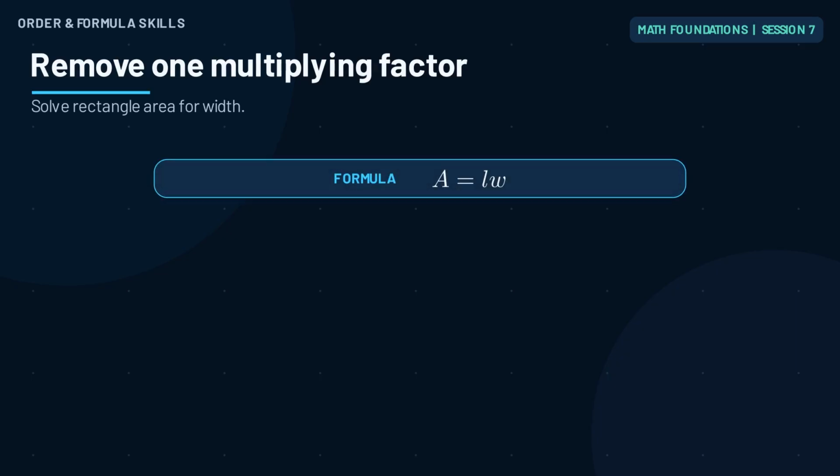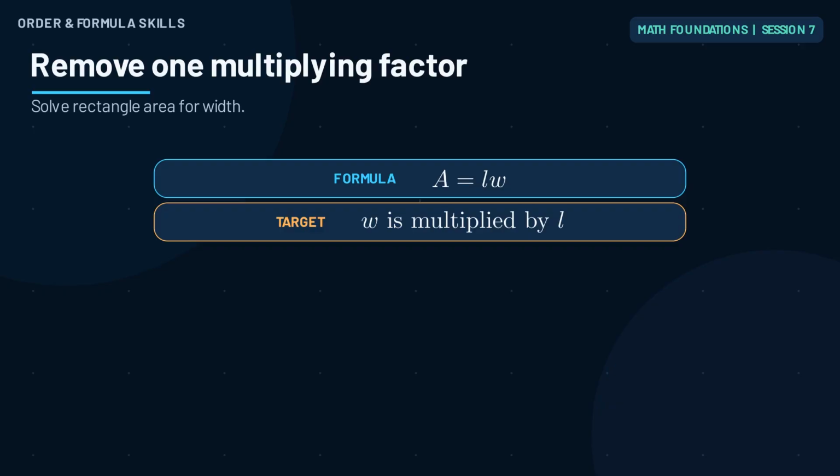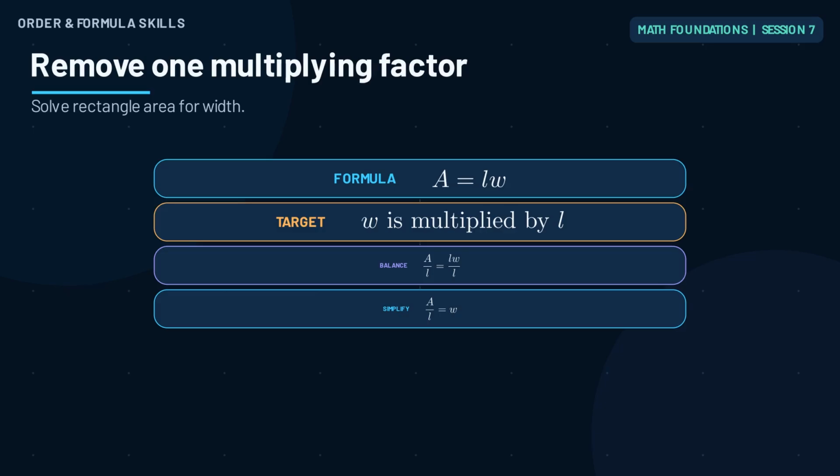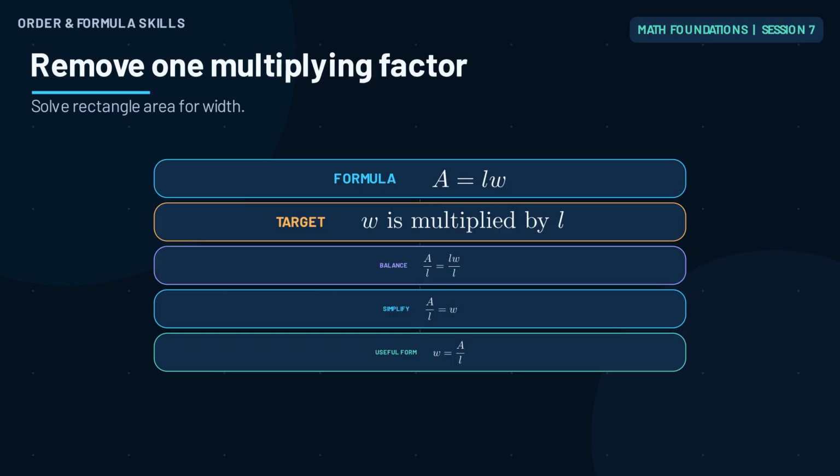Write the original formula. A equals L times W. The target is W, which is currently multiplied by L. Divide both sides by L, so the equation remains balanced. On the right, L divided by L becomes 1. The rearranged formula is W equals A divided by L.